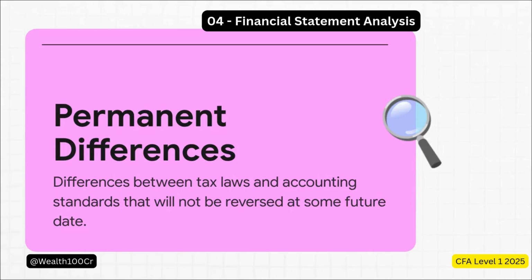Okay, so let's look at the first reason for the gap. These are called permanent differences, and they're actually the easy ones to understand. Just like the name says, these are differences between the accounting rules and the tax rules that will never reverse. Never, ever. It's a permanent wedge driven between those two sets of books we just talked about.